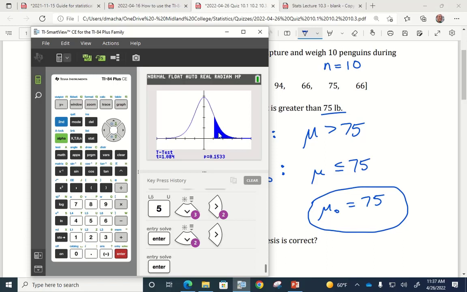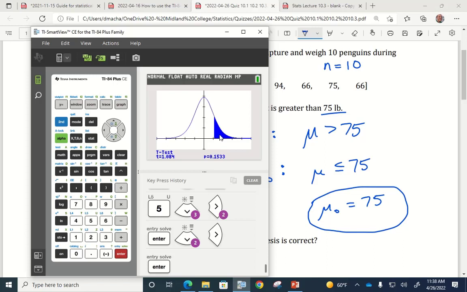So the probability that if your null hypothesis were true that you would get a sample like yours or more extreme than yours, that probability is represented by the shaded blue area. So that, in other words, the shaded blue area, that represents your p-value. The shaded blue area represents your p-value. And it even tells me that p is equal to 0.153 underneath the picture.